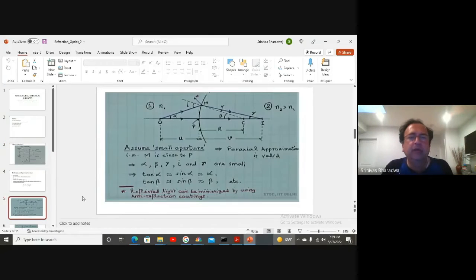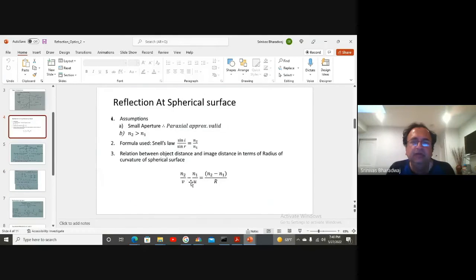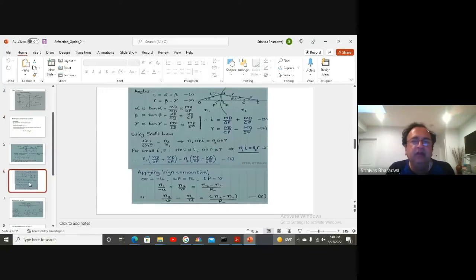So you must always know what kind of image gets formed. You can get virtual images with both concave and convex surfaces. But remember this one. And here he is deriving this formula: n2 by v minus n1 by u equals n2 minus n1 by R. You can take a quick look at this and try to derive it, or you can look into your textbook. I'm sure they've derived it there. But this is very well worth learning. I will not be going into the details of this today.